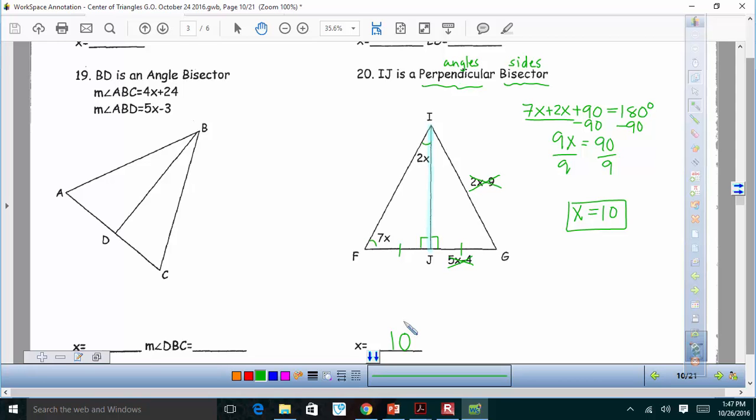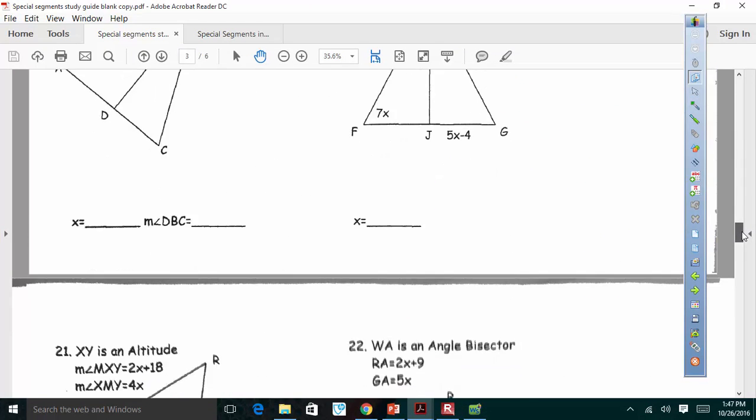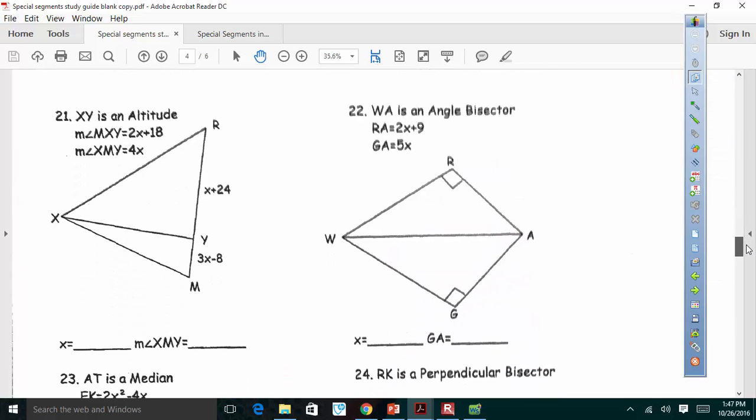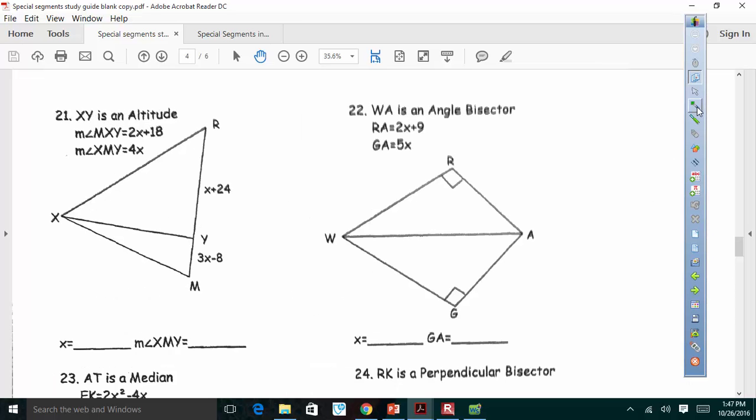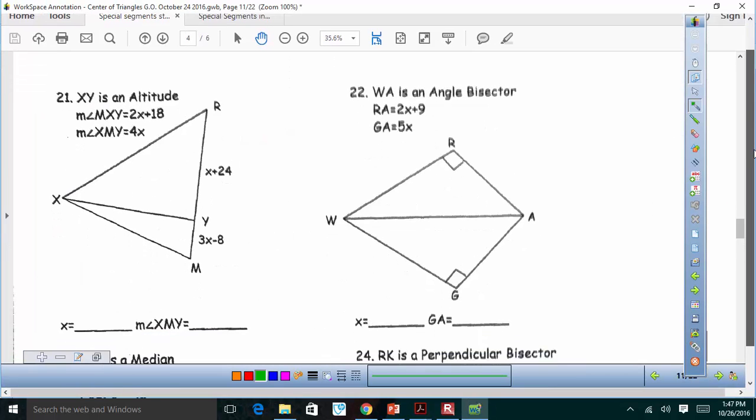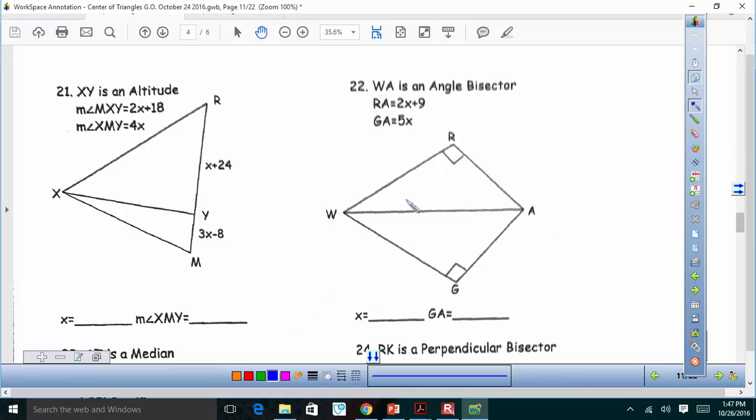Okay, so that was all your questions 1 through 20. Do we have any questions 20 through 40 for those of you who kind of worked ahead, or if you just want to look at some that you aren't sure on how to start? Yes? 22. Okay, so 22 says WA is an angle bisector.